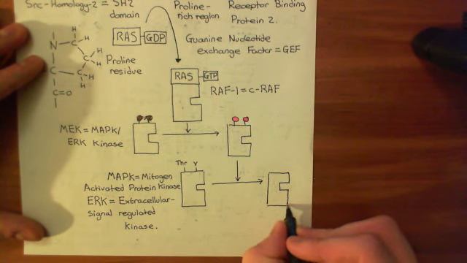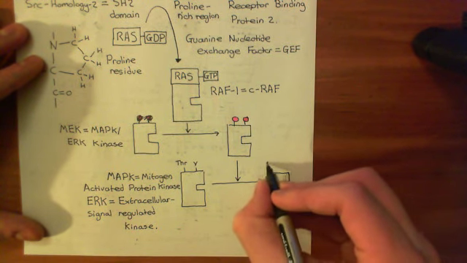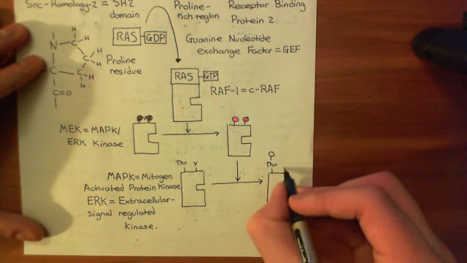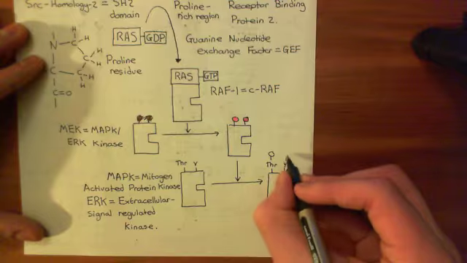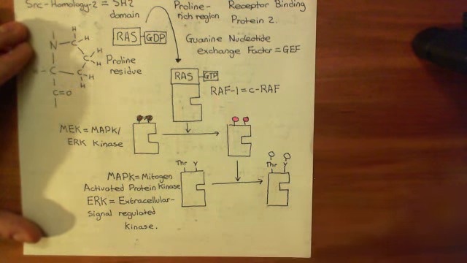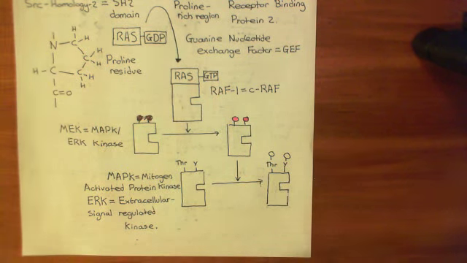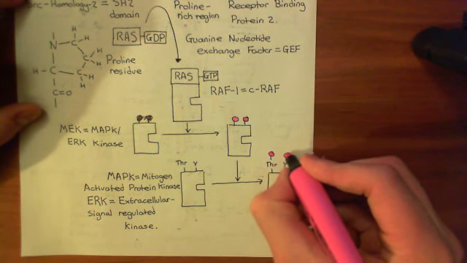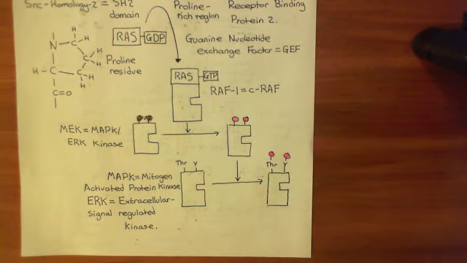Okay, so basically what you're going to do is stick a phosphate group onto the threonine residue, and you're also going to stick a phosphate group onto the tyrosine residue, like so. And this is going to lead to the activation of this enzyme. So you're going to activate the mitogen-activated protein kinase, or if you want, the extracellular signal regulated kinase.